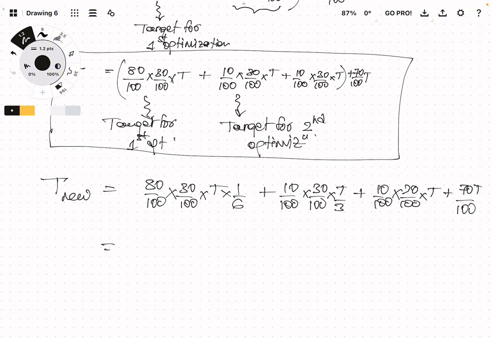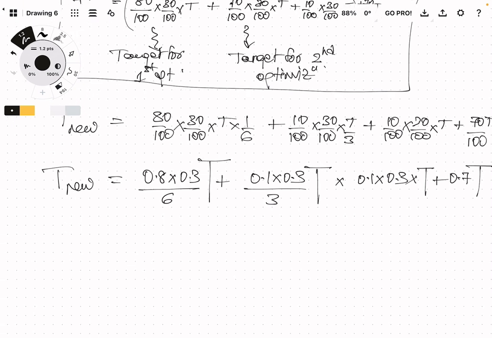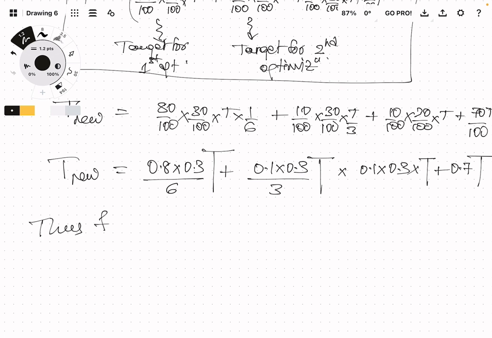So let's write this in slightly less clunky form. This is 0.8 times 0.3 by 6 plus 0.1 times 0.3 by 3. Well, I forgot to add a t here. So there's a t here and then there's a t here. Times 0.1 times 0.3 times t plus 0.7 times t. That's t new.